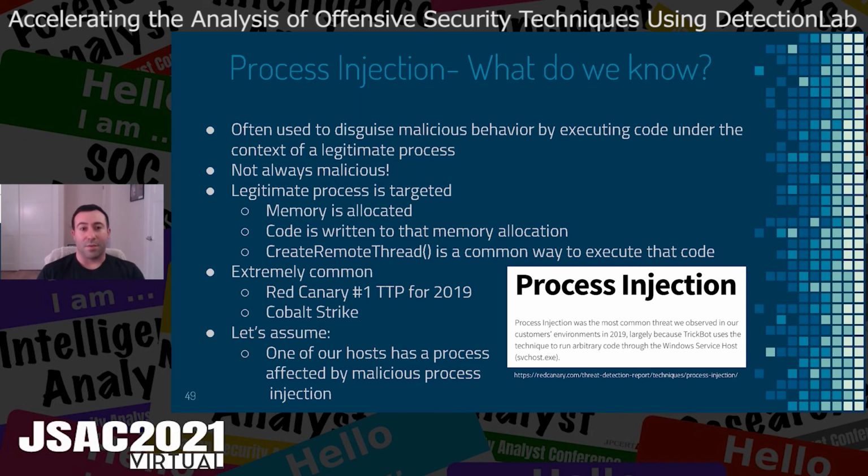As it turns out, process injection is also very common. So common, in fact, that Red Canary said it was its most commonly observed TTP. Ransomware crews have recently been leveraging a tool called Cobalt Strike, which also uses this technique. So, for this scenario, let's assume we have a host that's been affected by malicious process injection.